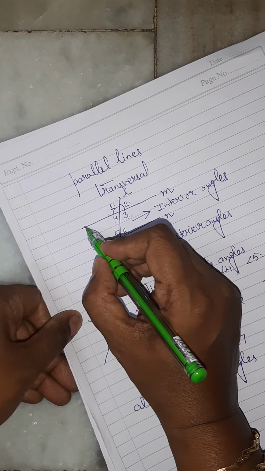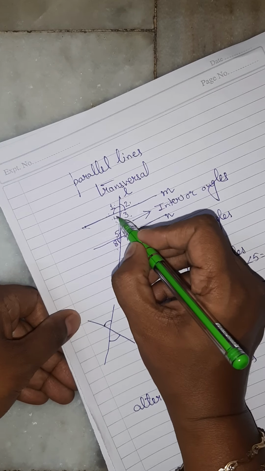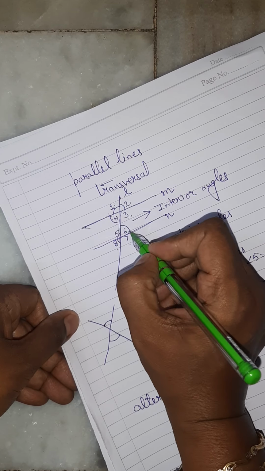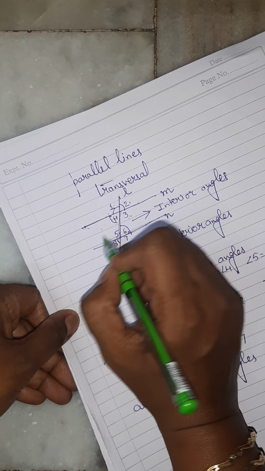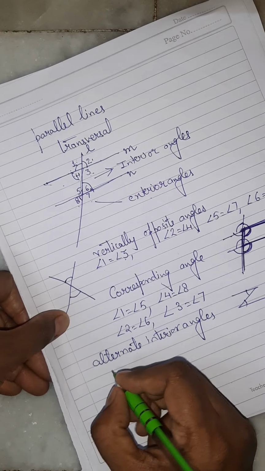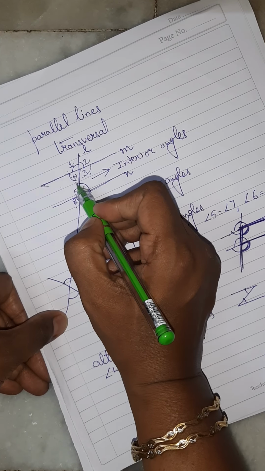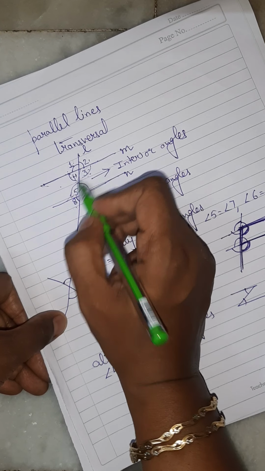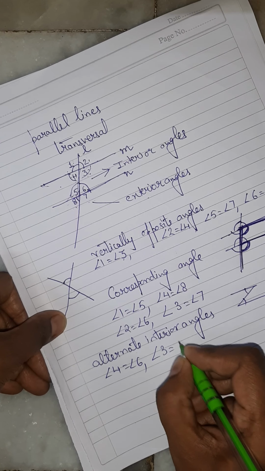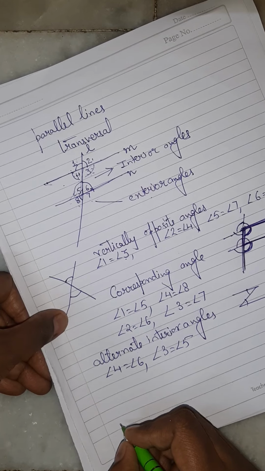So here we can say, somewhat like this, 4 and 6 are both in the interior region but on opposite sides of the transversal. So 4 and 6. Similarly, interior region, opposite side of transversal, so 3 and 5 also form alternate interior angles.